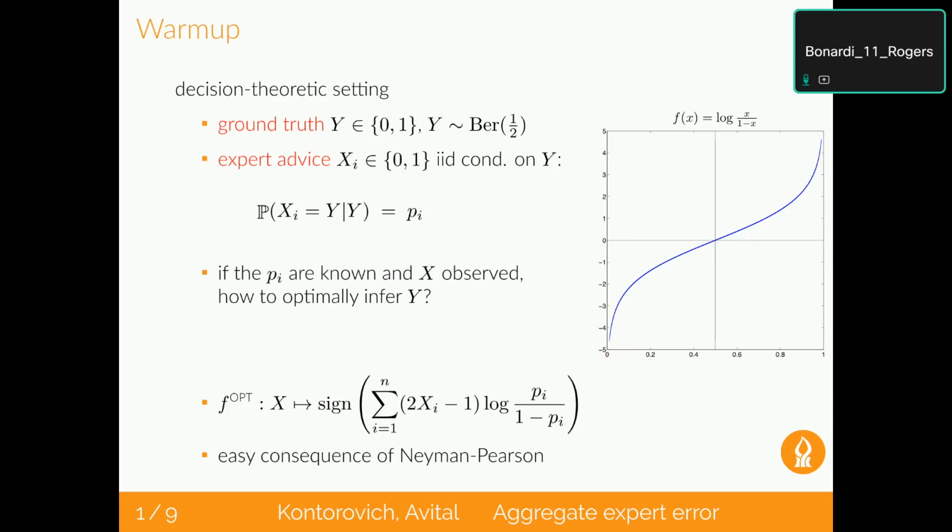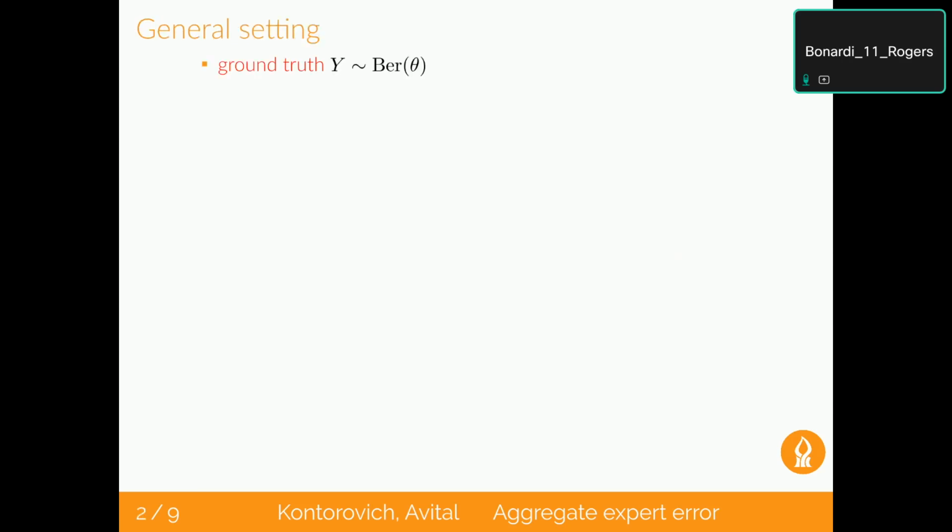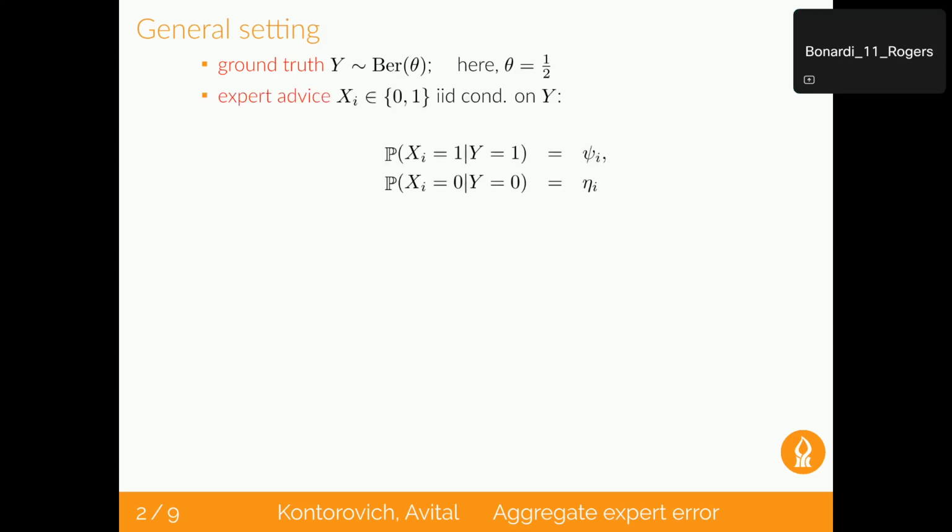Now let's make things a little bit more interesting. Let the ground truth be drawn from a Bernoulli where the probability is theta. For this talk, I'll take theta to be 1/2, but in the paper, we handle the general case. And again, we have expert advice, but this time I'm allowing asymmetric errors. When the ith expert says 1, he's correct with probability psi_i, and when he says 0, he's correct with probability eta_i.